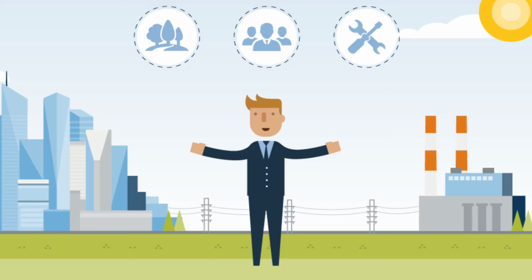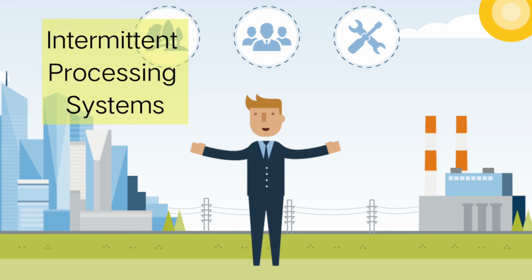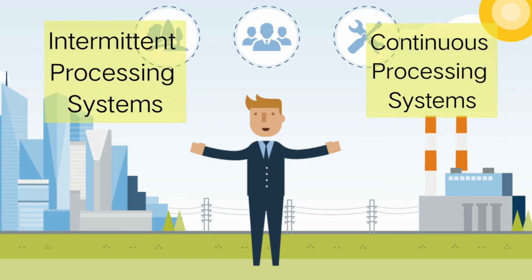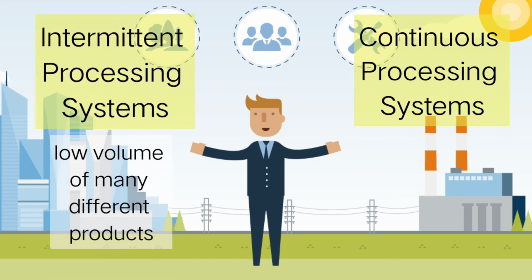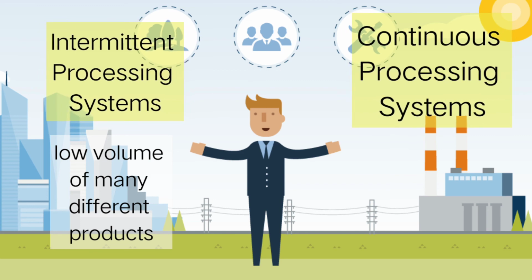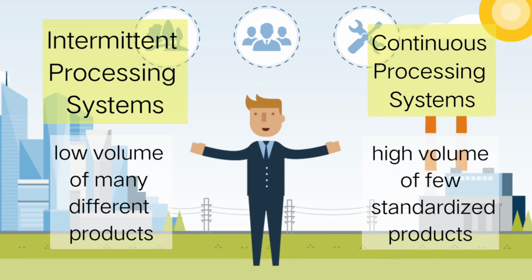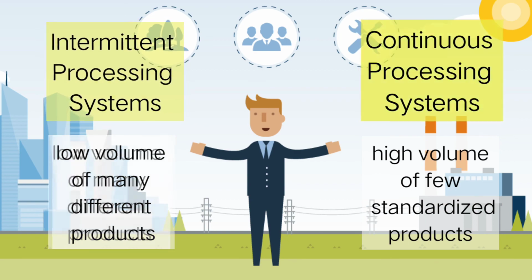There are two broad categories of operations: intermittent processing systems and continuous processing systems. In intermittent processing systems, low volume of many different products are there. In continuous processing system, there are high volume of a few standardized products. Proper layout planning is highly important for an efficient running of a business. Otherwise, there can be much wasted time and energy, as well as confusion.